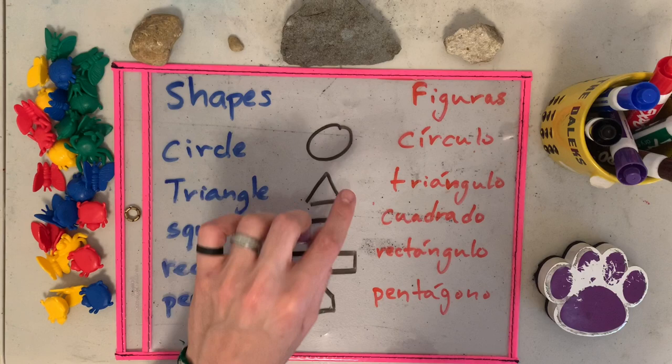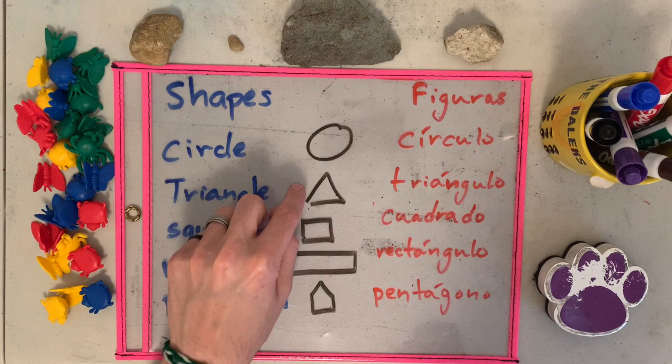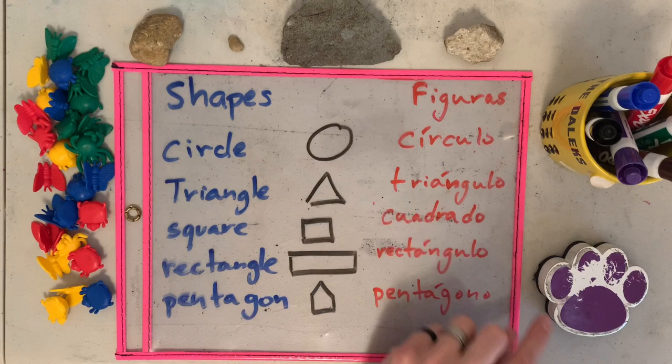Triangle. The triangle has three sides. Triángulo. Tres. Tiene tres lados. We have the square. It has four sides and all the sides are the same. In Spanish, cuadrado.